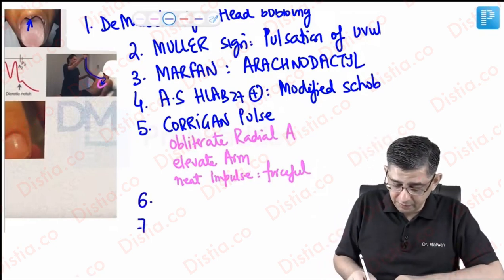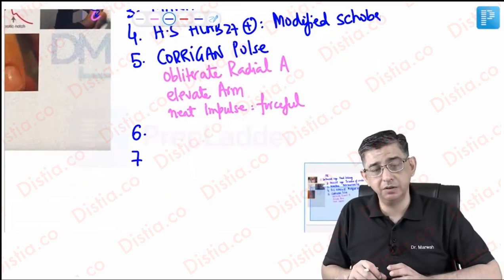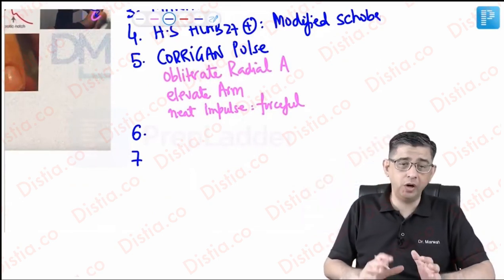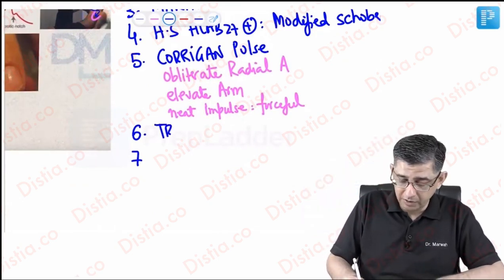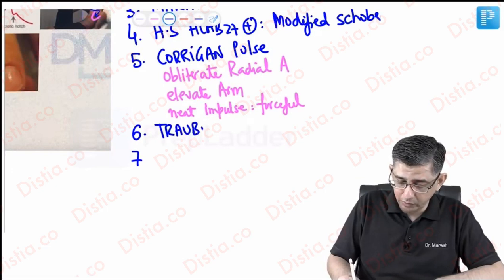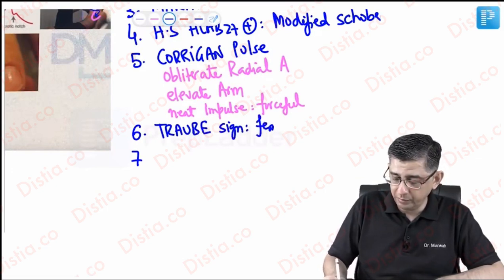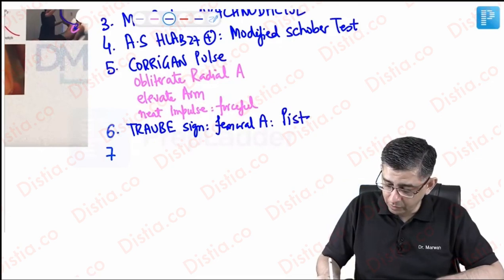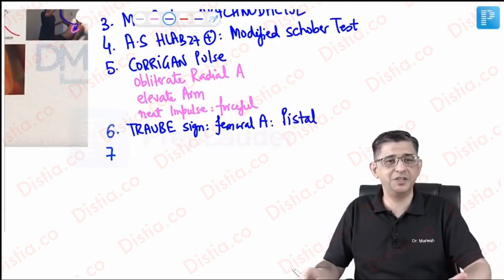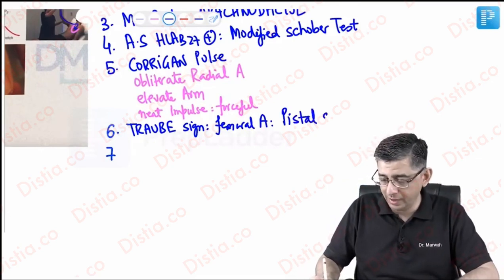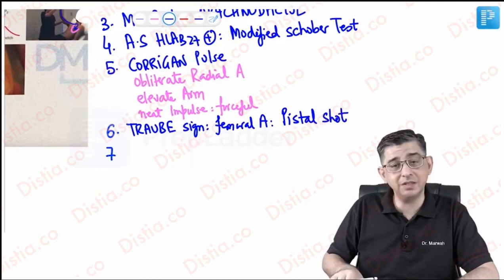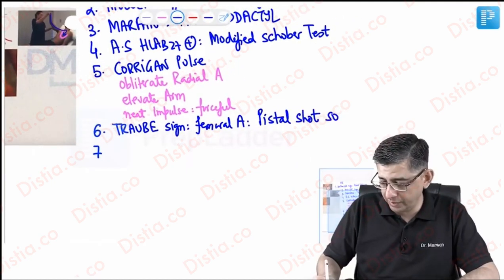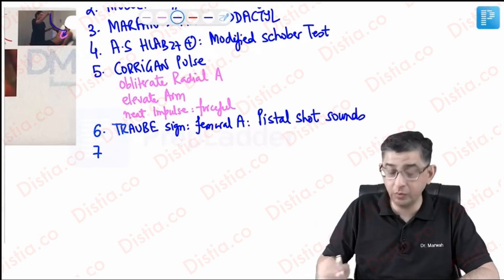Points number 6 and 7 will be valid for findings with respect to the femoral artery of the patient. So I'm going to describe Traube sign before you. This is going to be pistol shot sounds which will be heard over the femoral artery of the person. Very classical terminology. If he is going to write all these terms, then I think the question will become relatively much easier. But still, because this is classical information, I am investing time into it.